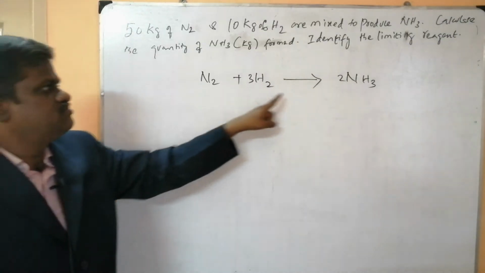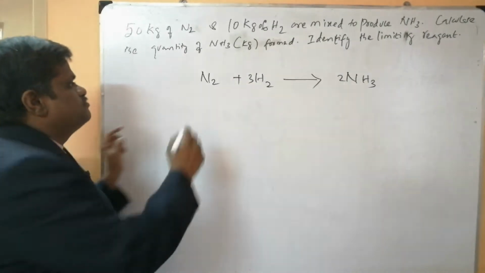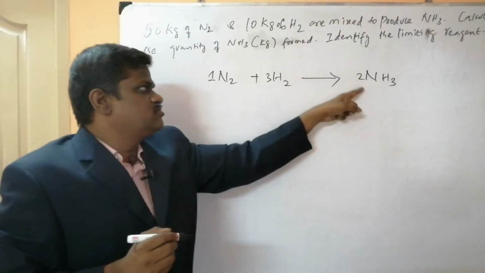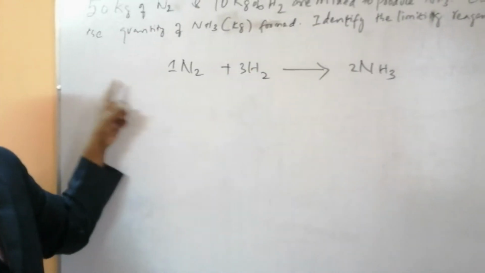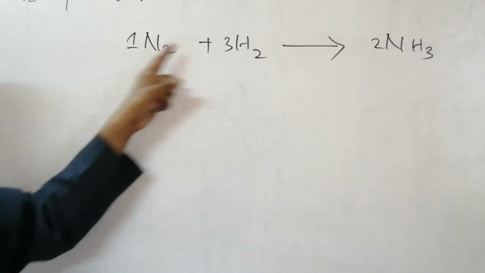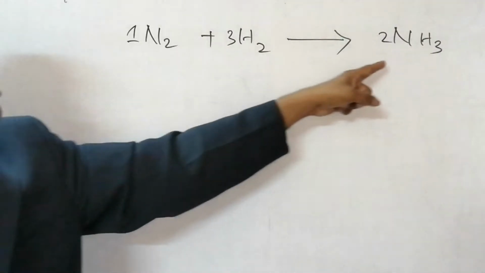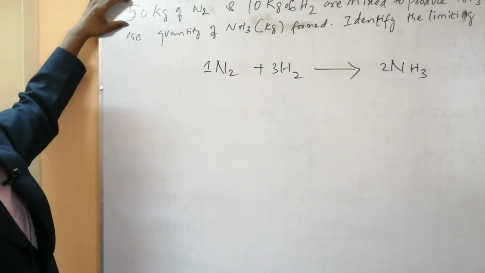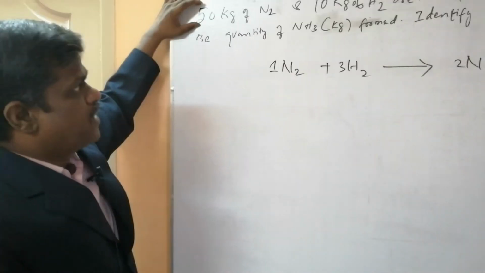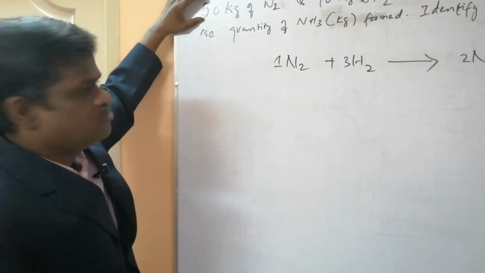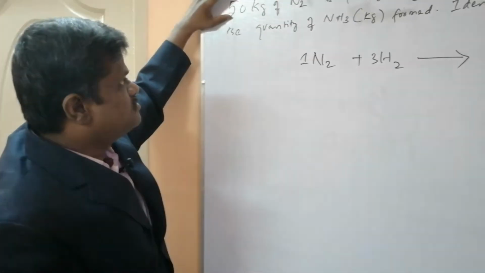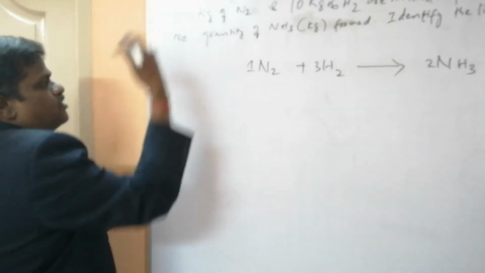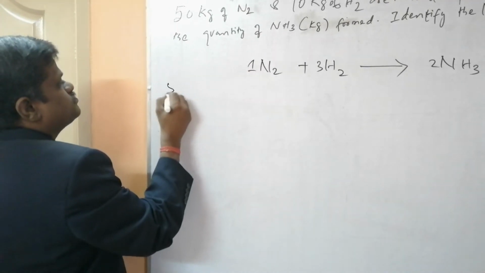Now what is this mentioning? 1 mole, 3 moles and 2. These coefficients are moles. So 1 mole of nitrogen reacts with 3 moles of hydrogen to give 2 moles of ammonia. But we got the quantities in kilograms. So what should we do? We should convert these kilograms into moles.